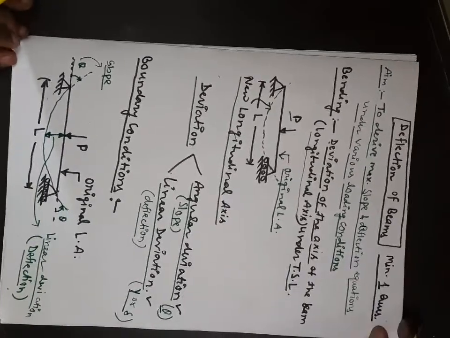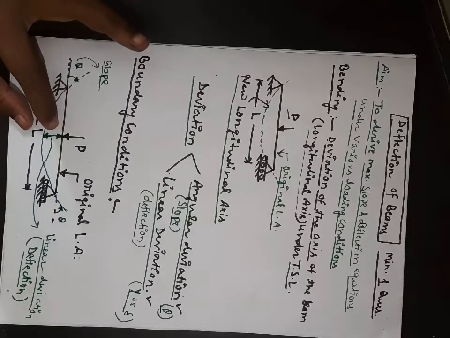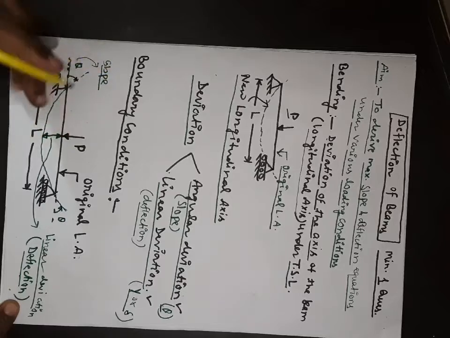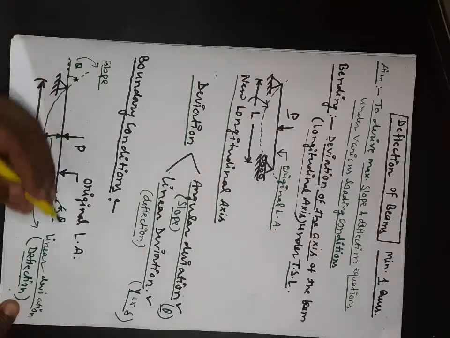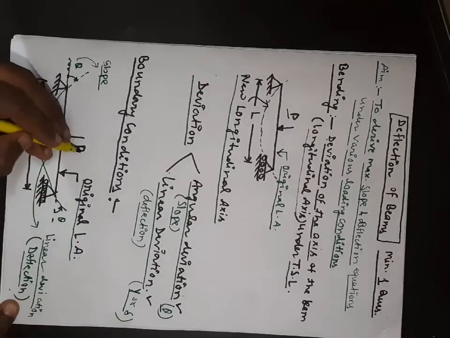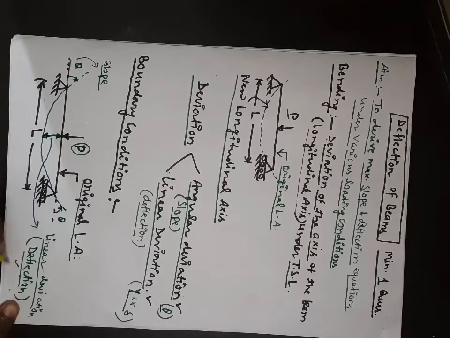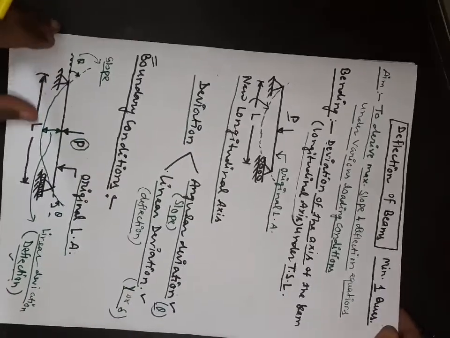Simply, we can define deflection like this: the vertical gap between the longitudinal axis of the beam before and after the application of the transverse shear force. I am again repeating, deflection may be defined as the maximum vertical gap between the longitudinal axis of the beam before and after the application of transverse shear force. So this vertical gap represents deflection.